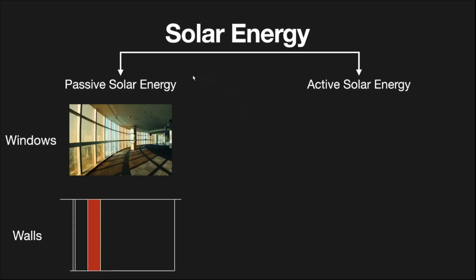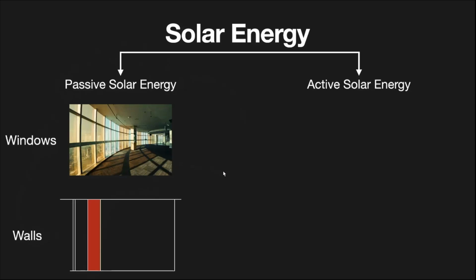In the previous video, we discussed passive solar energy. Passive solar energy was harnessing solar energy without any specialized equipment or machinery, right? We used special kinds of windows and special kinds of walls that were specially designed to harness solar energy, and thus we were able to get the heat and light from the sun and use it, right?